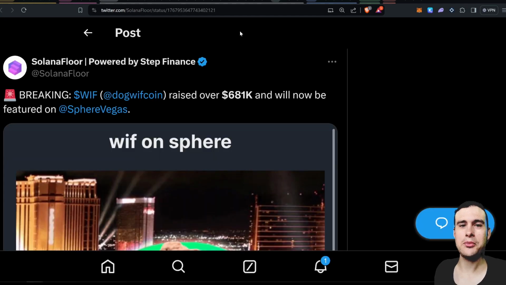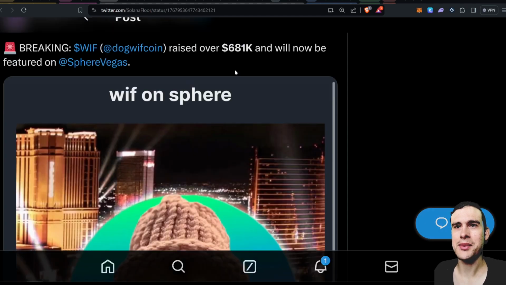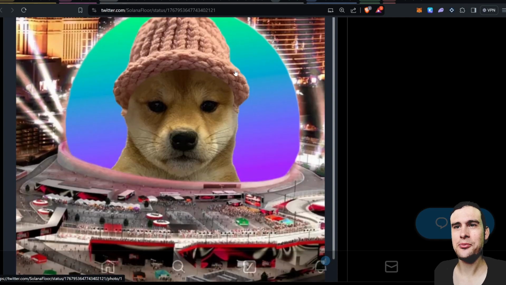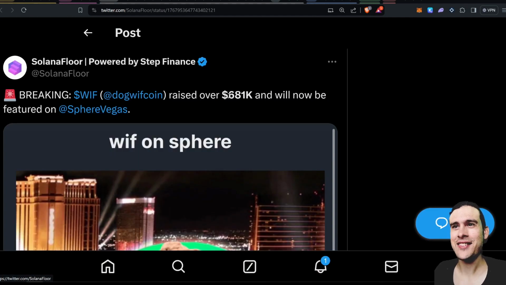So it's nice to see a bit more developments in the crypto space that isn't memes, and for the memes to take a bit of a break and maybe get rotated into some tier 1 stuff. We've got Dog with Hat raising over $681,000 to be featured on the Sphere in Vegas.